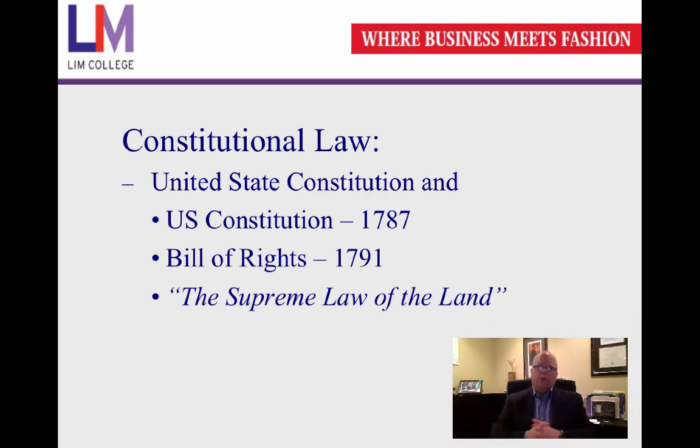Four years later, we added some amendments to it. We added 10 amendments to the U.S. Constitution, and those first 10 amendments were known as the Bill of Rights, and they're still known as the Bill of Rights. So the U.S. Constitution, established in 1787, and the Bill of Rights, the first 10 amendments to the Constitution, established 4 years later and amended our law. Together, they are known as the Supreme Court of the land.